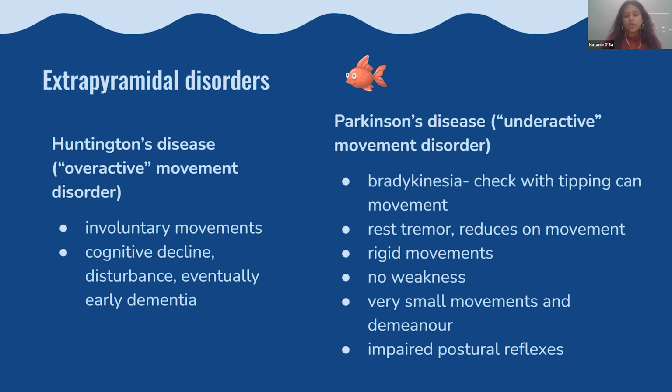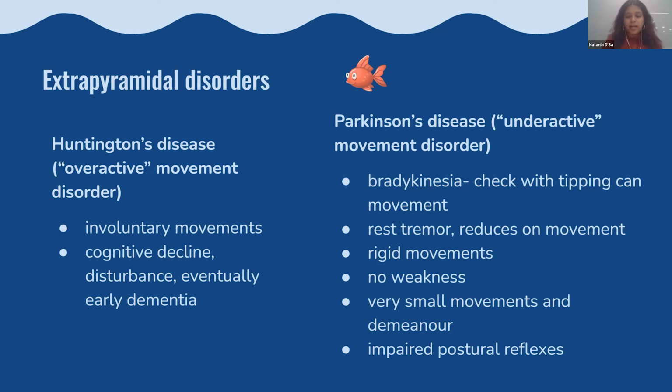For Parkinson's, you'll also see the patient has a rest tremor, which reduces when they try to move or grab for something. They'll have very rigid movements. You're not really looking for weakness in particular, but they'll have very small movements, and usually they'll have a quiet demeanor as well. They'll also have impaired postural reflexes. For example, if they're trying to stand still, they may have a bit of trouble with that and may start to fall over.